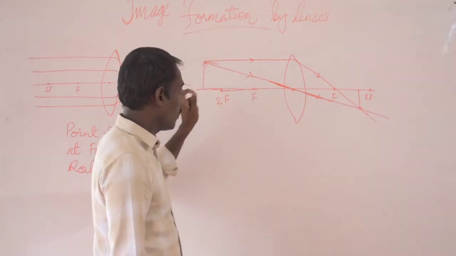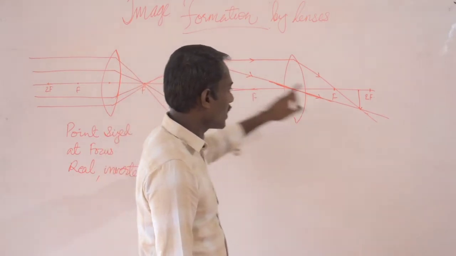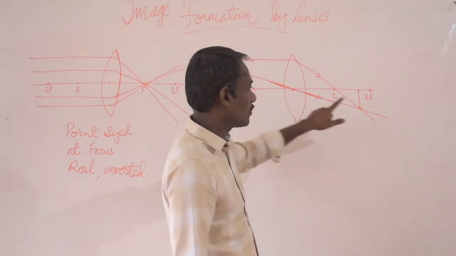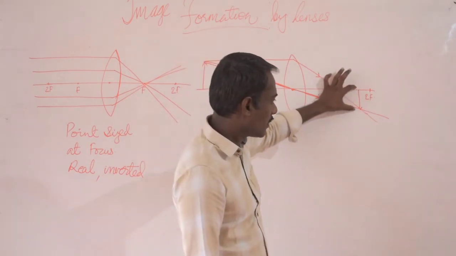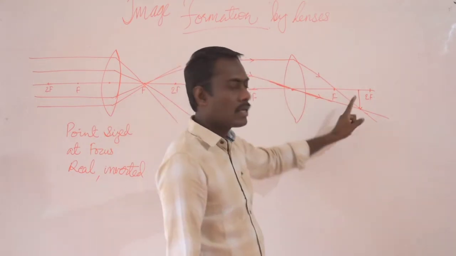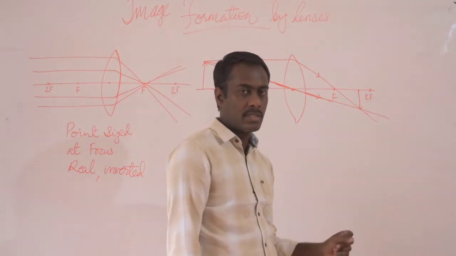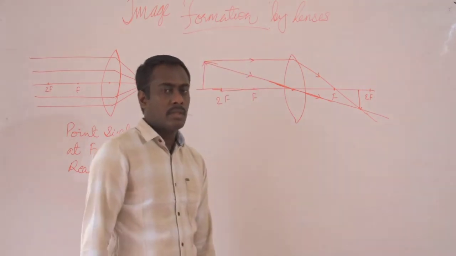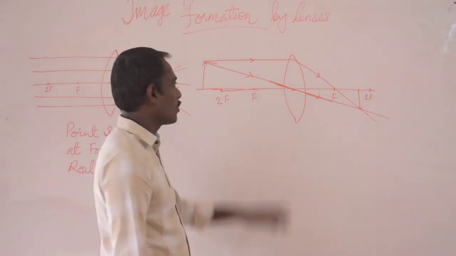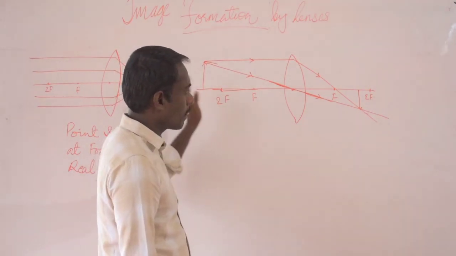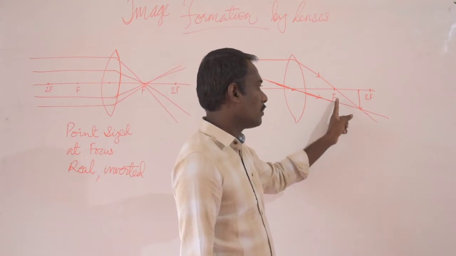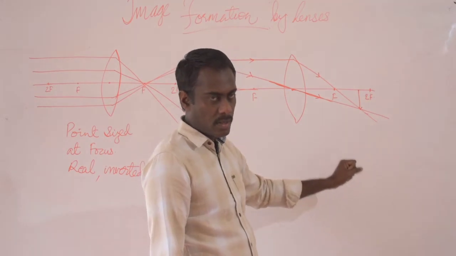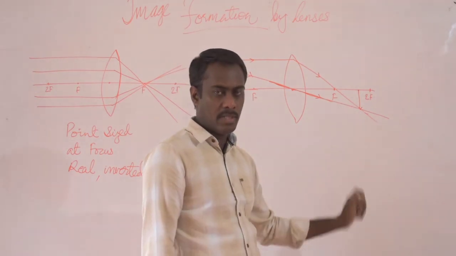And what about the size of the image? The size is less than the size of the object. We compare the size of the object and the image, and the size of the image is less, that means diminished. So the image formed by a convex lens when the object is kept beyond 2F is formed in between F and 2F, and is a real and inverted image, and the size is diminished.